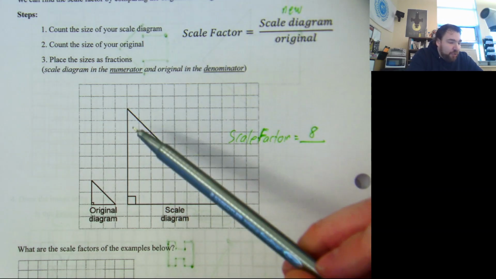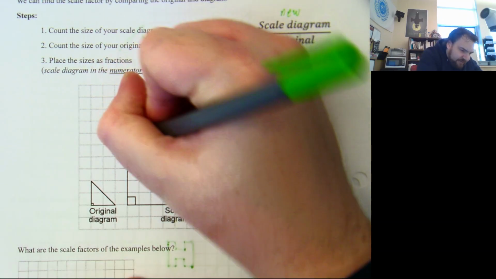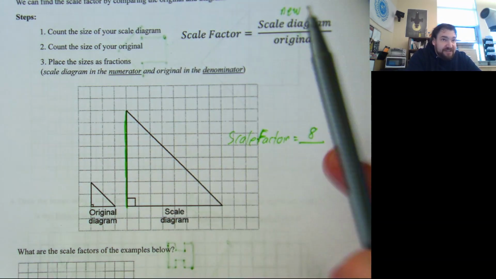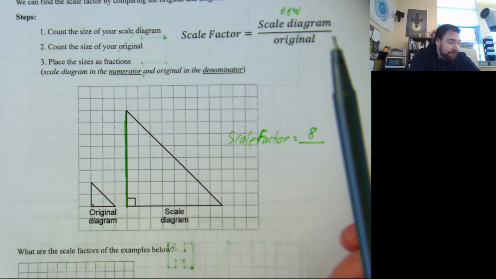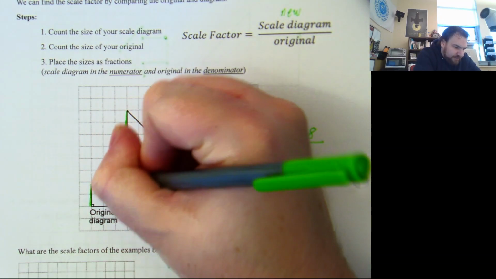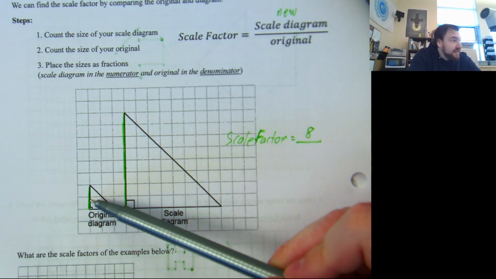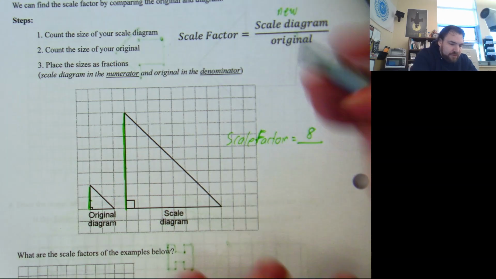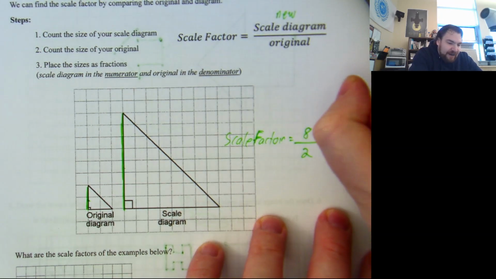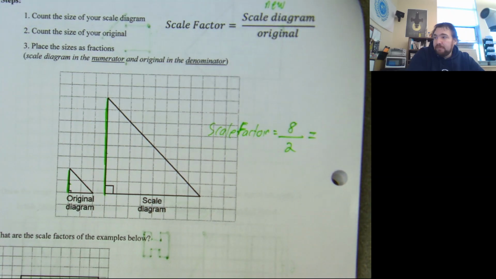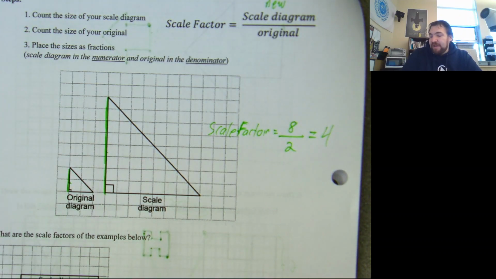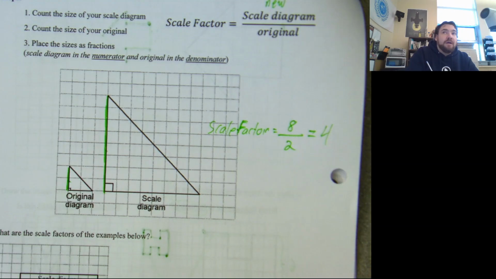And now I want to figure out, so this is the side that I looked at. Now I want to figure out how long the equivalent side is in the original diagram. So here I looked at this vertical. So over here, I'm going to look at this vertical here. This guy was 8. This guy is 2. So that's going to be the length I throw down there in the denominator. And now I reduce this. What's 8 divided by 2? So then this thing would have a scale factor of 4.